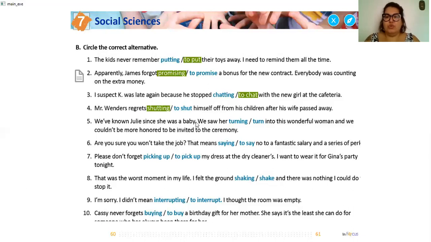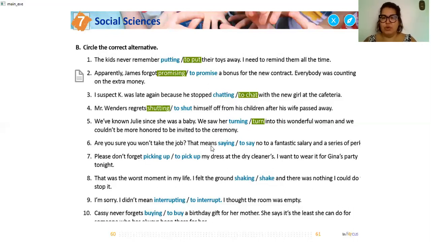We've known Julie since she was a baby. We saw her turn into this wonderful woman, and we couldn't be more honored to be invited to the ceremony. We saw her turn. So they followed the whole process. Remember when we have a verb of perception? See her do something. They know Julie since she was a baby, so they followed all her life. So when I follow all the life, turn. If they followed only part of her life, it will be turning.